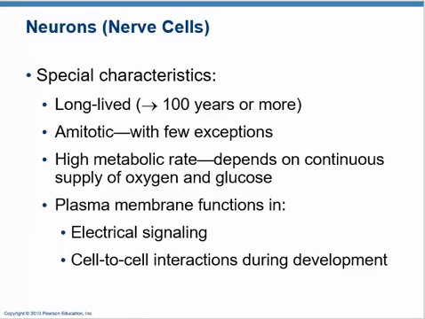The brain, the central nervous system, is the #1 user of oxygen and glucose in the body, even though it only represents less than 10% of the weight of the body. So therefore, they also have a lot of mitochondria.